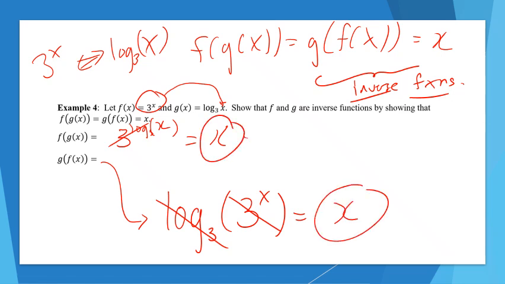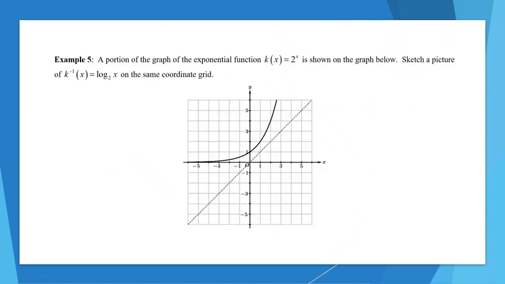So because both of those give us x, these two are inverses. So it does work. All right, so example 5: a portion of the graph of the exponential function 2 to the power of x is shown. Sketch a picture of log base 2 of x, or the inverse, on the same coordinate grid.